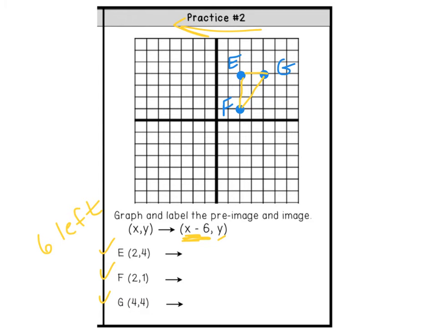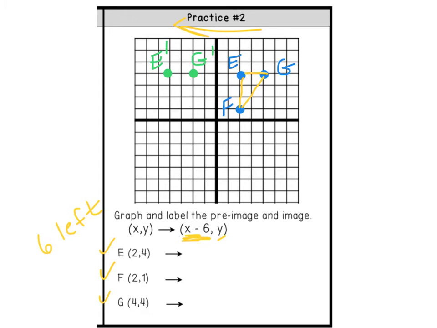Not going to do the squiggles this time. Let's see if you can just count with me. 6 to the left. So 1, 2, 3, 4, 5, 6. So that's going to be here. And we're going to call that E prime. And then G is 6 to the left. 1, 2. Okay, so moving G to the left 6 places lands me here.